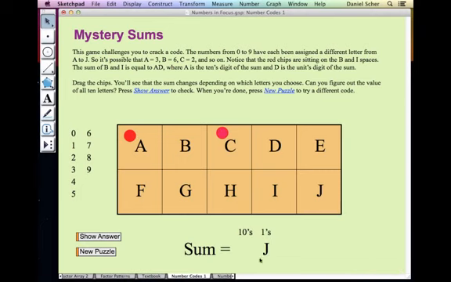If I drag this to say here, where I'm looking at A plus I, the sum written as a two-digit number is AE, where A is the tens digit and E is the ones digit.